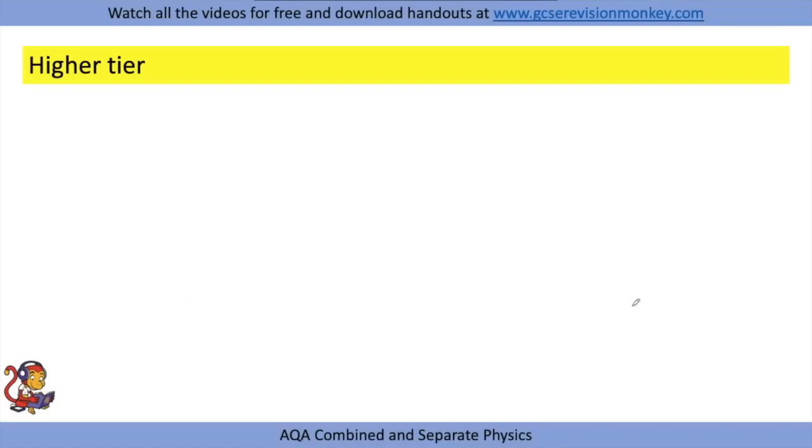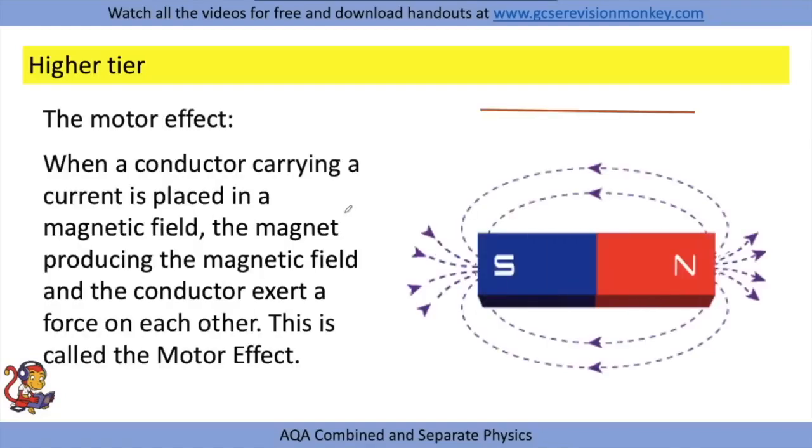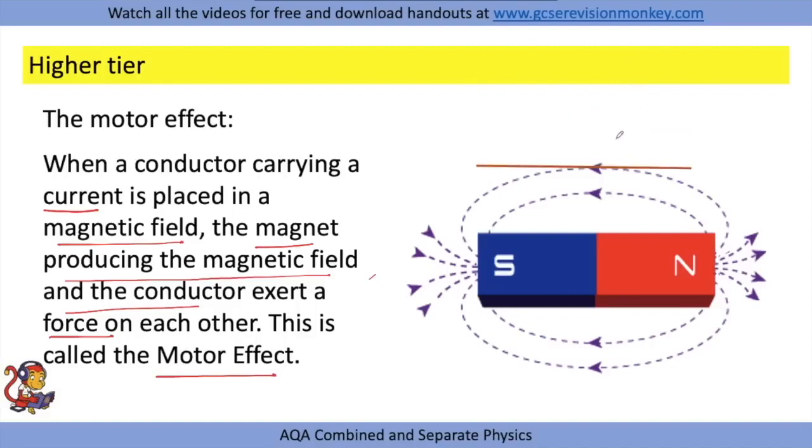A little bit on the motor effect for higher tier. When a conductor carrying a current is placed inside a magnetic field, the magnet producing the magnetic field and the conductor exert a force on each other. This is called the motor effect. So if this wire here was carrying a current, if we were to place this inside the magnetic field of this bar magnet, the magnet and the wire would both exert a force on each other, because don't forget, this wire, because it's carrying current, will also be producing its own magnetic field, and that's why they produce a force on each other.